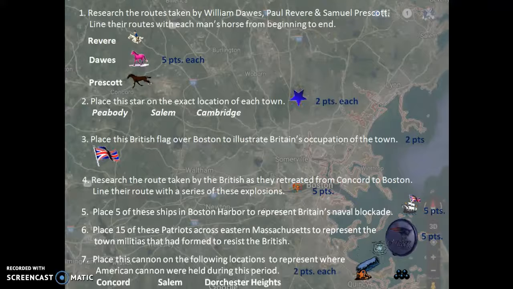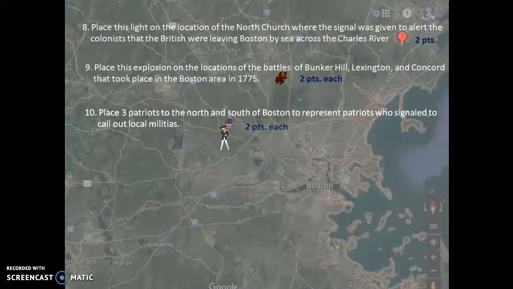Place 15 of these Patriot symbols across Massachusetts to represent the town militias that had formed to resist the British. Number 7, place this cannon along the following locations to represent where American cannon were held during this period. Certainly cannon were held in Concord and Salem, as I mentioned in that story about what happened in Salem 2 months before Concord. And then Dorchester Heights, where ultimately the Americans fortified Dorchester Heights with a whole bunch of cannon that were taken from Fort Ticonderoga, and that ultimately forced the British to evacuate Boston on March 17th, 1776.